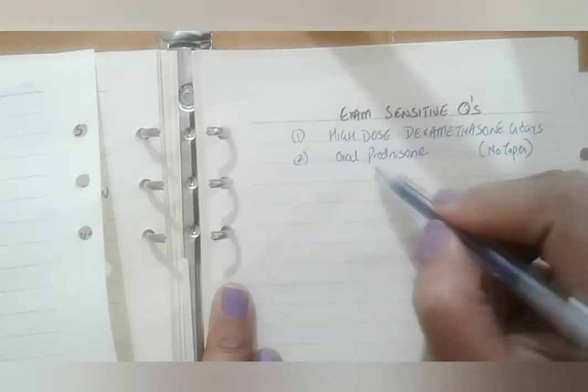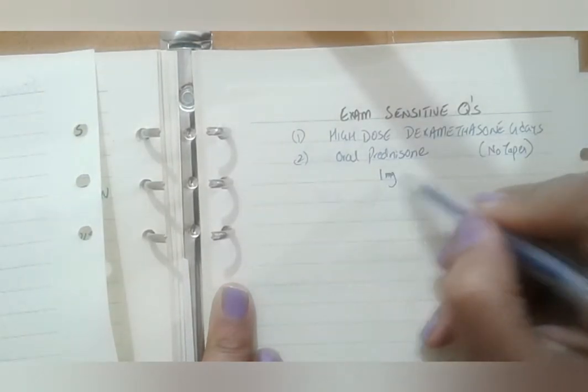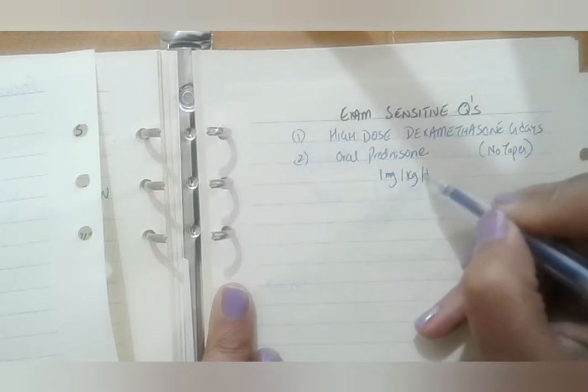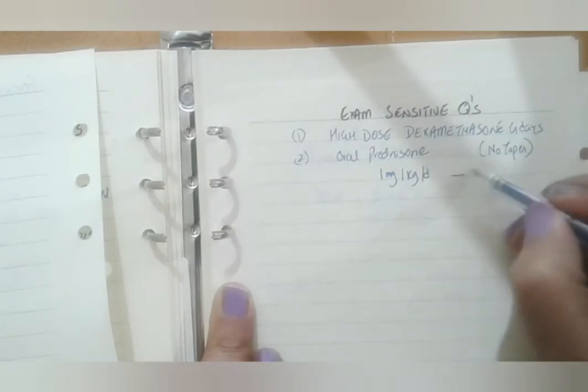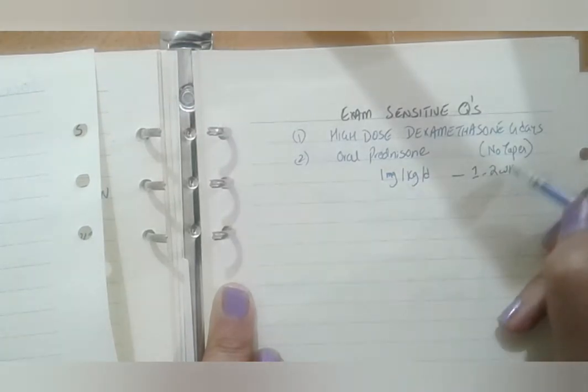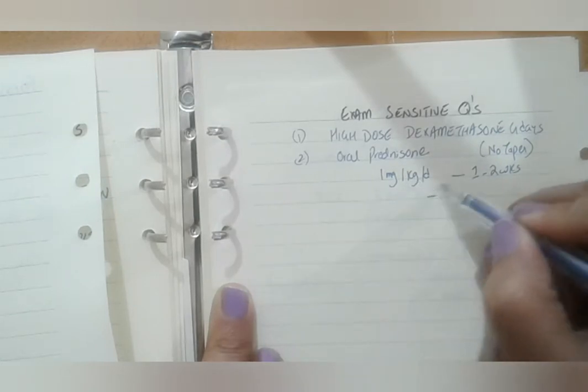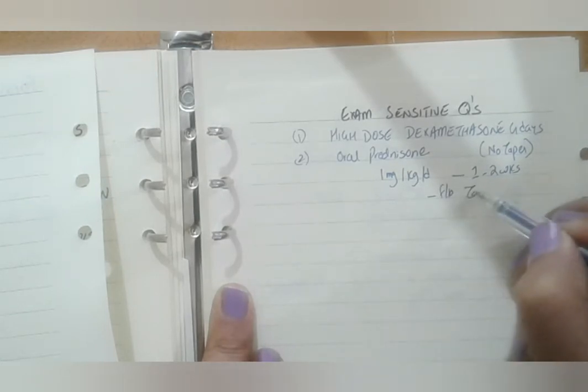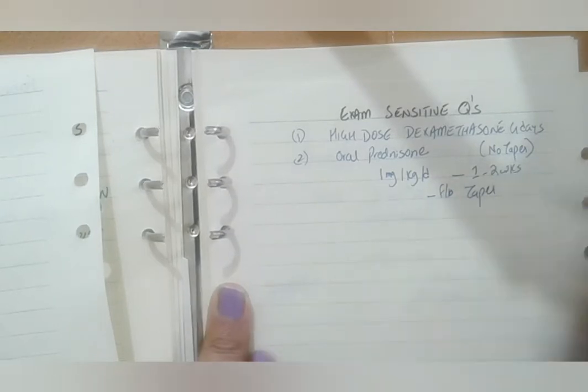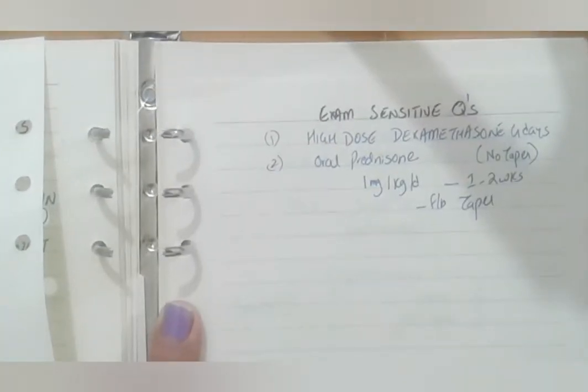No taper. And the other drug that is considered is oral prednisone, given 1 mg per kg per day, and this is given for only 1 to 2 weeks. And this oral prednisone is followed by a taper. So I hope you will remember these concepts. These are quite important.